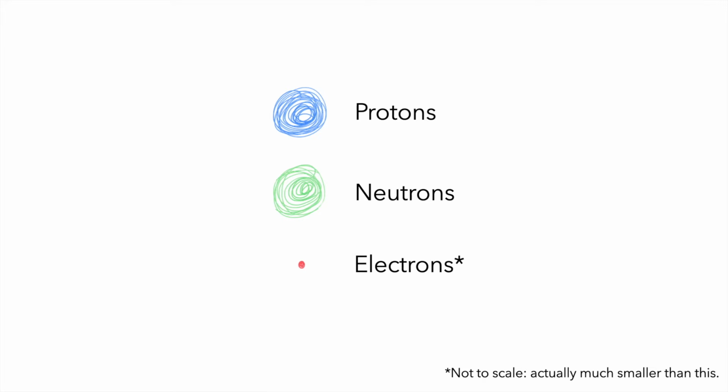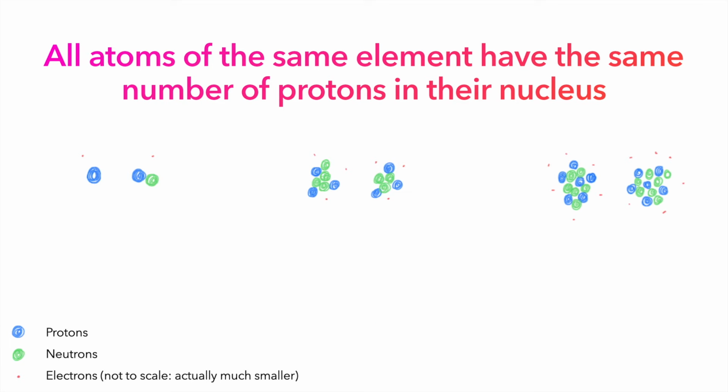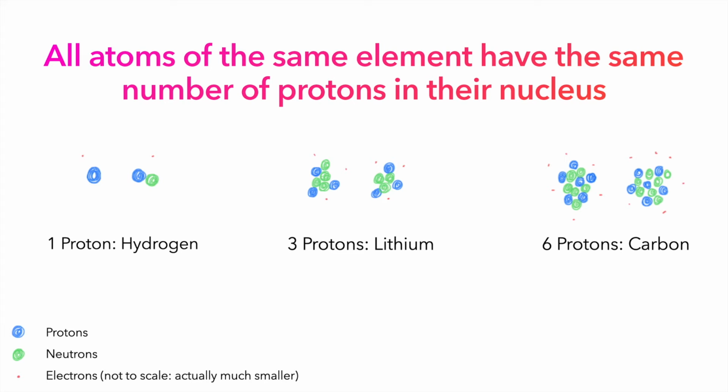We can combine these subatomic particles in many different ways to form what are called atoms, which can be thought of as the smallest units of matter. What's important to recognize is that all atoms of the same kind of element have the same number of protons in their nucleus. So, for example, all atoms with one proton are atoms of the element hydrogen, all atoms with 3 protons are lithium atoms, and all atoms with 6 protons are atoms of the element carbon.